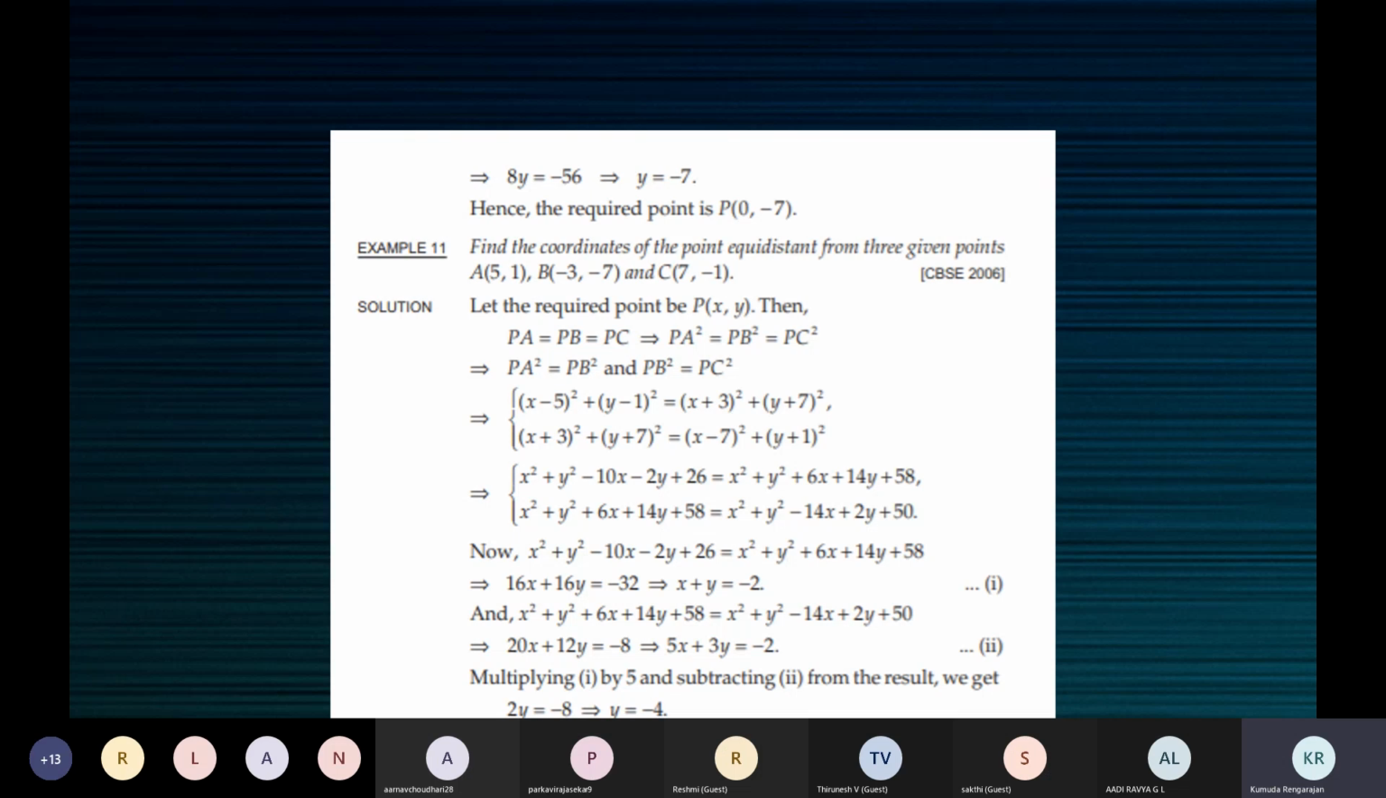How many of you got y equal to minus 7? Yeah, tell me your name. Ma'am, I have got one. Harkavi, ma'am. Harkavi got it. All right. Arnav, ma'am. Tiranesh, ma'am. Tiranesh, good. Reshmika, ma'am. Reshmika, good.